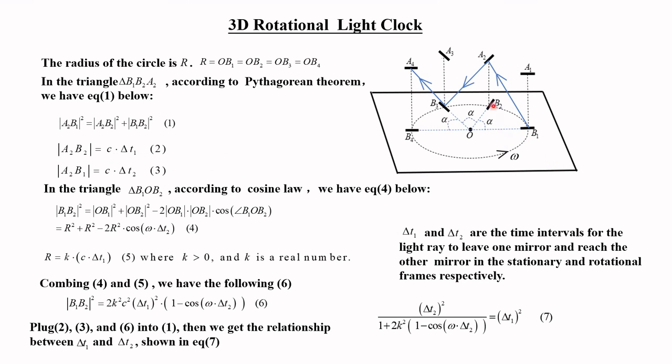A2B2 is here. We can see A2B2 is the path for the photon to travel between the two mirrors in the stationary frame. And C is light speed. Delta T1 is the time interval for the photon to leave one mirror and reach the other mirror. And also we know that A2B1 is C times delta T2. A2B1 is here. Delta T2 is the time interval for the photon to leave one mirror and reach the other mirror in the rotational frame.